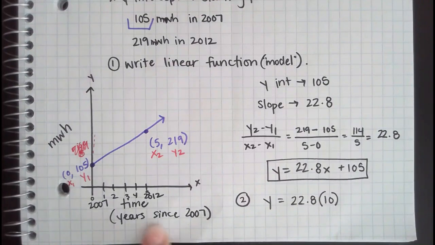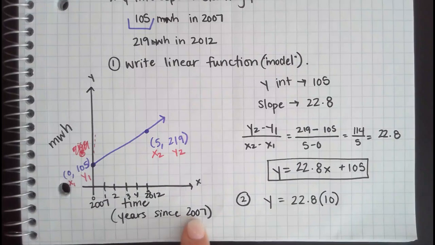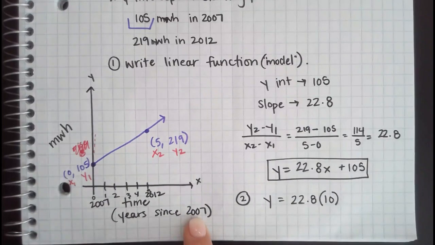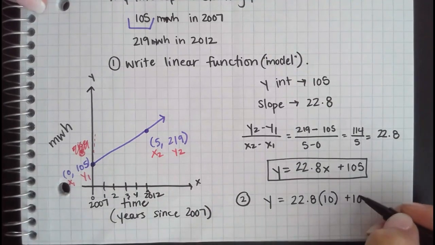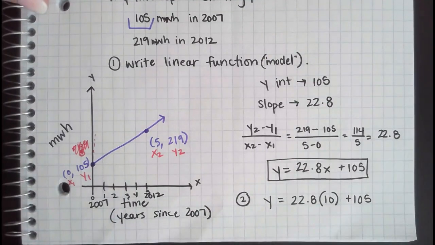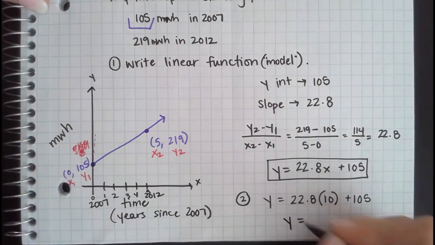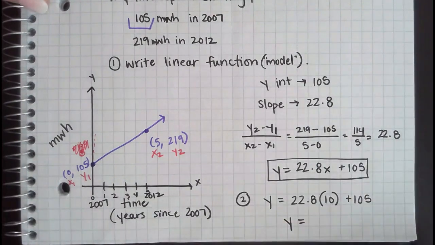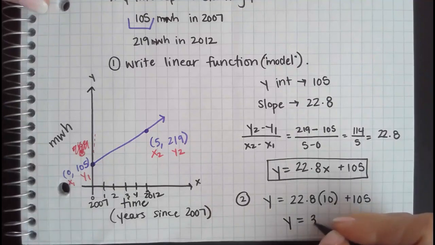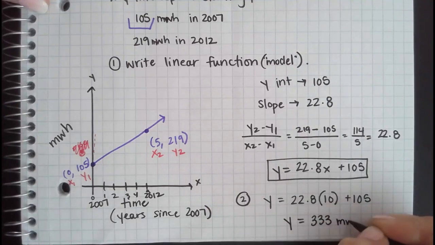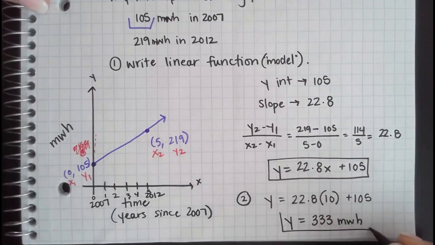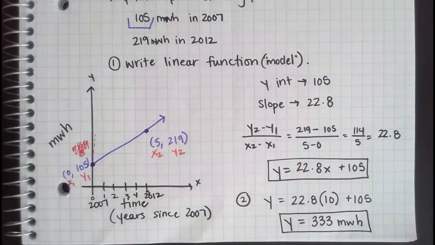So 22.8 times 10, because x represents years since 2007. We're asked about 2017, so that's 10 years later, plus 105. So then we just do 228 plus 105. How many megawatt hours would be generated if it continues with this trend? Good, 333. Yep. Megawatt hours we would expect to see in 2017.